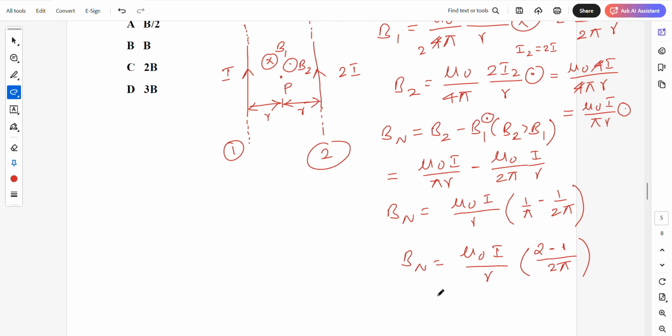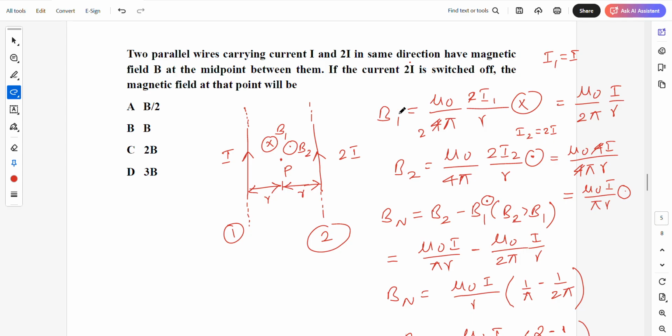That is equal to mu naught I divided by 2 pi r. We are getting Bn. Now in the second case, what is happening? If the current 2I is switched off, what are we making in the second case?